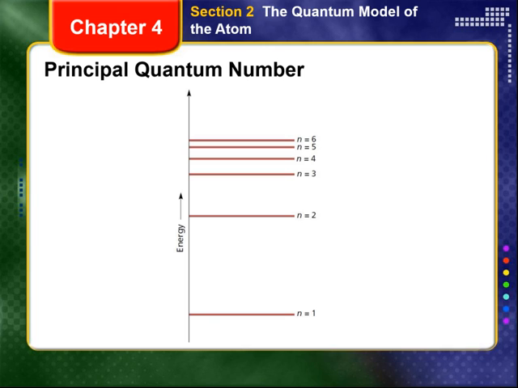For example, an electron for which n is equal to 1 occupies the first and lowest main energy level and is located closest to the nucleus. As you will see, more than one electron can have the same n value. These electrons are sometimes said to be in the same electron shell. The total number of orbitals that exist in a given shell or main energy level is equal to n squared.